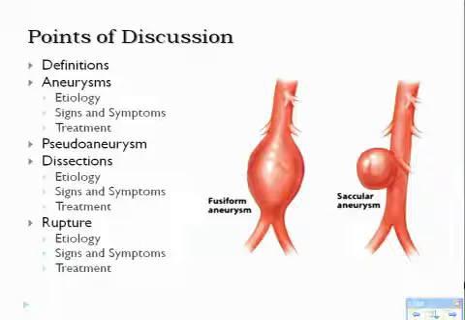Now, points of discussion, we want to go into the definitions and try to make sure that you know the difference between an aneurysm and a dissection. We're going to go into a little bit of the etiology of aneurysms, signs and symptoms, and treatment. And then we'll talk very briefly on pseudoaneurysms. I think you have to know a little bit of the difference between an aneurysm and a pseudoaneurysm. Then we'll talk about dissections, go into the actual classification process, the etiology, some of the signs and symptoms that you'll see, and treatment protocols for that. And then what happens if the patient ruptures.